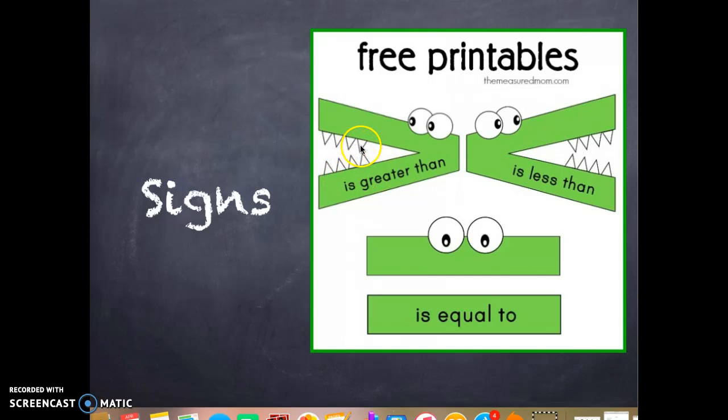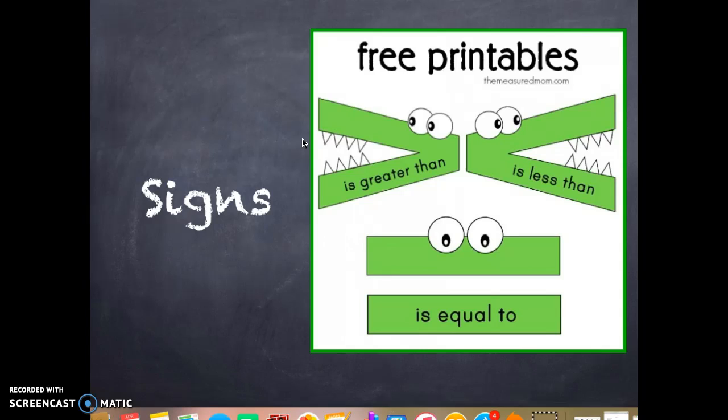Do you think that an alligator would want the big meal, or the bigger number, or the small meal, meaning the smaller number? That's correct. They're going to want the bigger meal. So we're going to use their mouths as a guide to face the bigger number, or meal, as we're calling it.